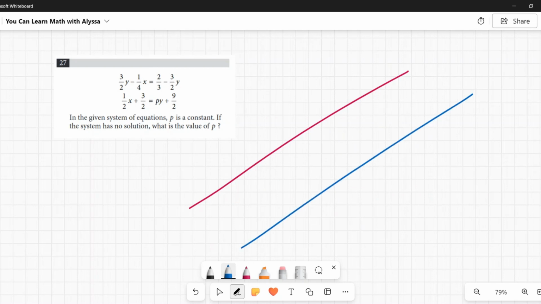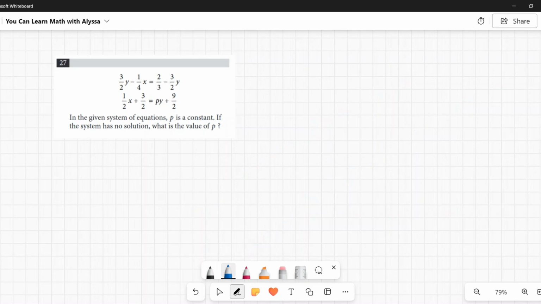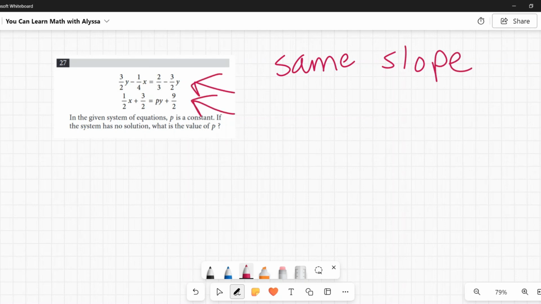So this system has no solution. The lines must be parallel. Lines that are parallel have one thing in common. They have the same slope. Always. So what I'm going to do is put both of these lines into y equals mx plus b, or slope-intercept form, to see what slopes we got going on.